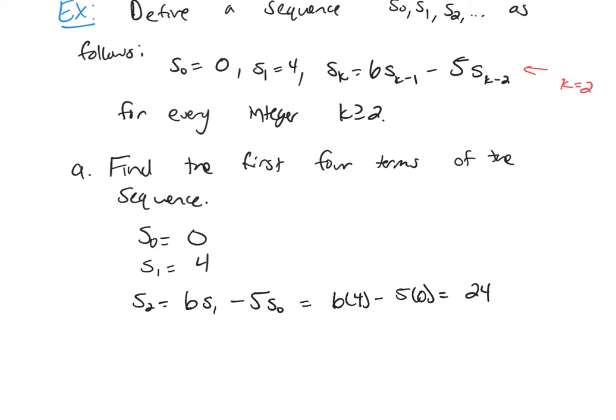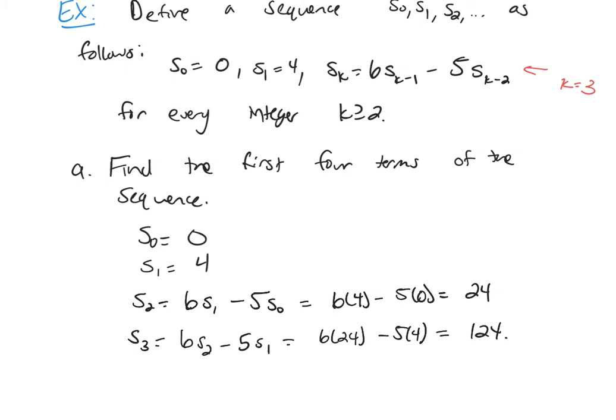And then the fourth term, S3. You're going to go back to your recurrence relation and plug in k equals 3 now. So S3 would be 6 times S2 minus 5 times S1. So this will be 6 times 24 minus 5 times 4, or 124.